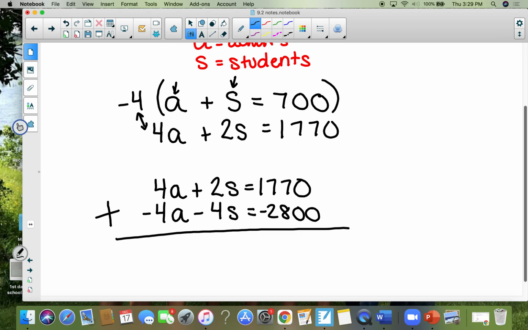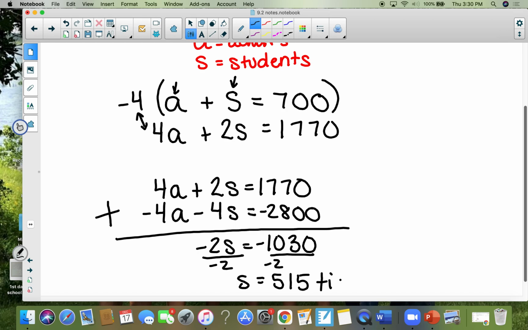2S take away 4S is a -2S equals a positive 7. Let me do this quick. A positive 1,770 minus 2,800 is a -1,030. Divide both sides by a -2. S is going to equal 515. What does that mean? 515 tickets.